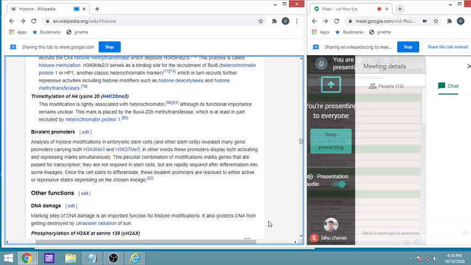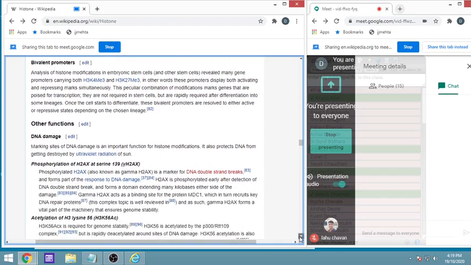Apart from that, there are promoters, meaning they cause initiation of replication or transcription, so we call them a promoter, from where it will start the action. Okay, and they are important for cell differentiation, etc. So these modifications mark genes that are ready for transcription. They are not required in a stem cell, but they are rapidly required after differentiation into some lineages. So once the cells start to differentiate, these bivalent promoters are resolved to either an active or repressive state depending on the chosen lineage.